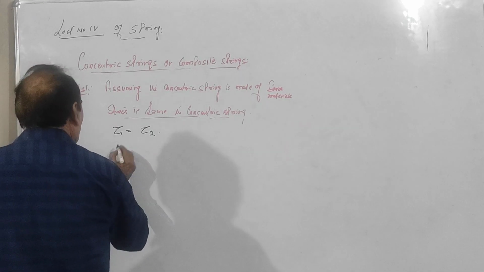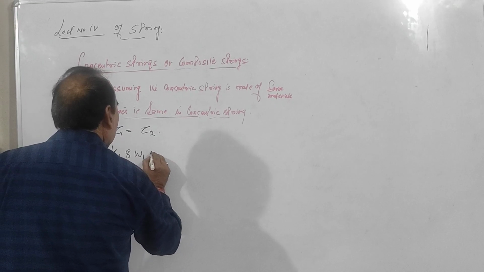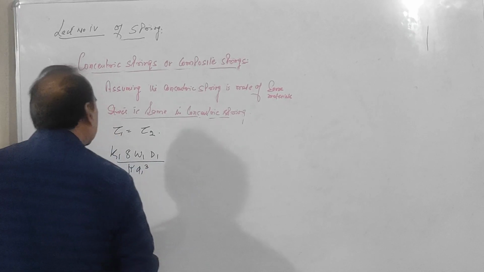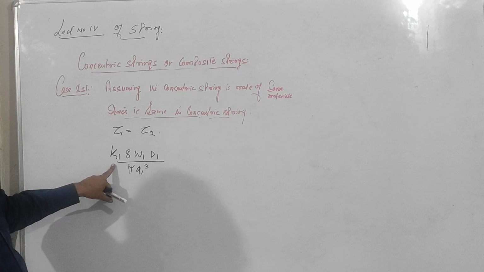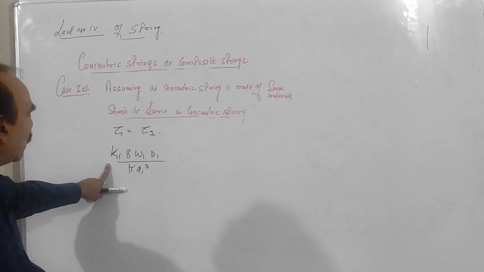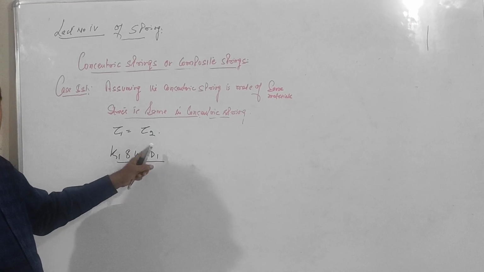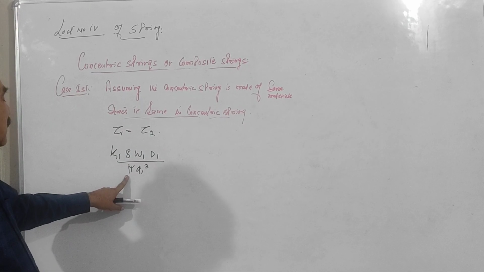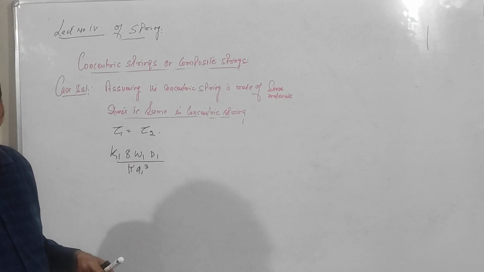τ1 is equal to K1 8 W1 D1 divided by pi d1 cube, right? This is for one spring, where K1 is the stiffness factor of the spring number 1, or you can say outer spring. W1 is the load shared by the outer spring. D1 is the mean diameter of the outer spring, and pi is the constant factor, and d1 is the spring wire diameter of the outer spring.